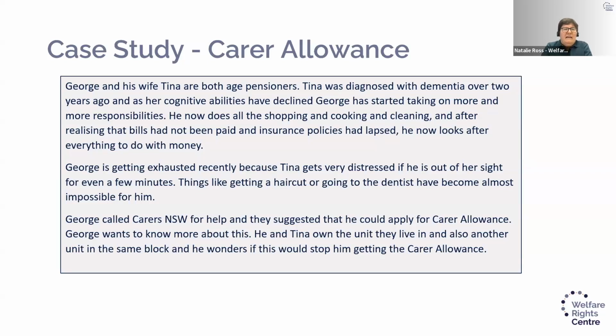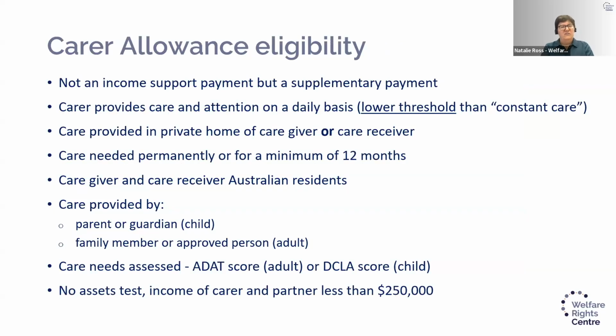Okay, so you can see from that case study that George is already getting an income support payment. He gets the age pension, as does his wife, and he's finding he's assumed greater caring responsibilities for his wife as her dementia has got worse and worse. And he's wanting to know whether he might be eligible for carer allowance. So let's have a look at carer allowance and the eligibility.